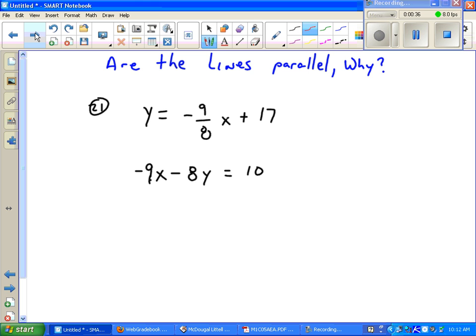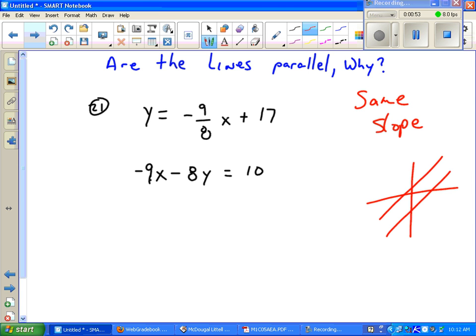Number 21 asks, are these lines parallel and why or why not? In order for two lines to be parallel, they have to have the same slope. If they have the same slope, they are parallel. Two parallel lines on a graph look parallel because they have the same slope. They're rising and running at the same rate.